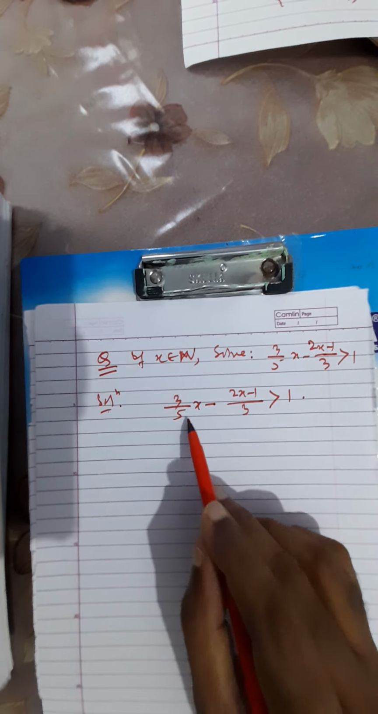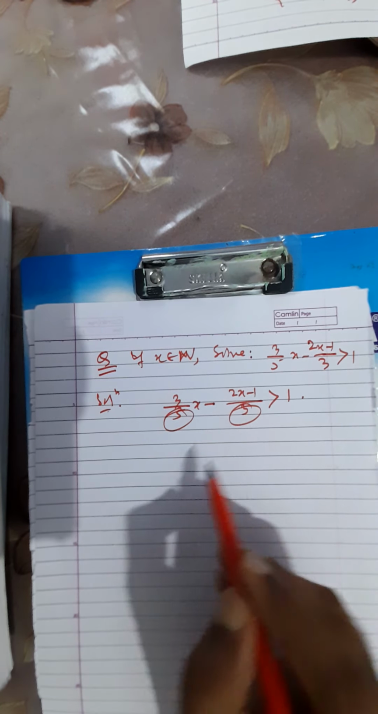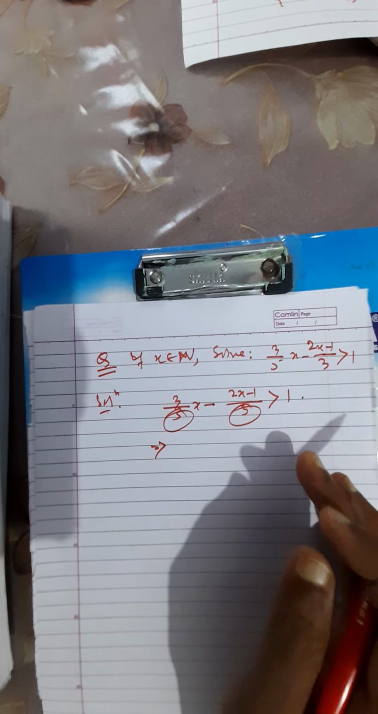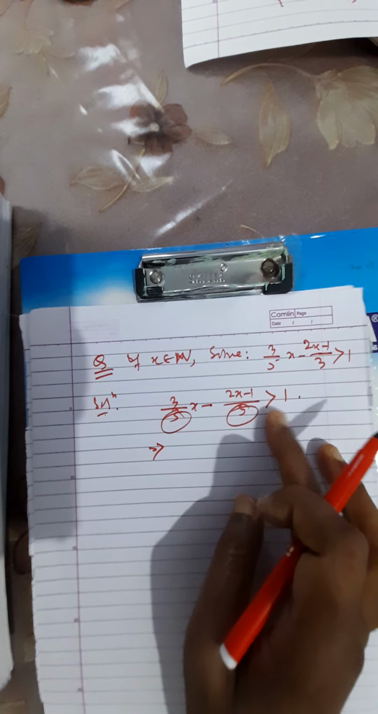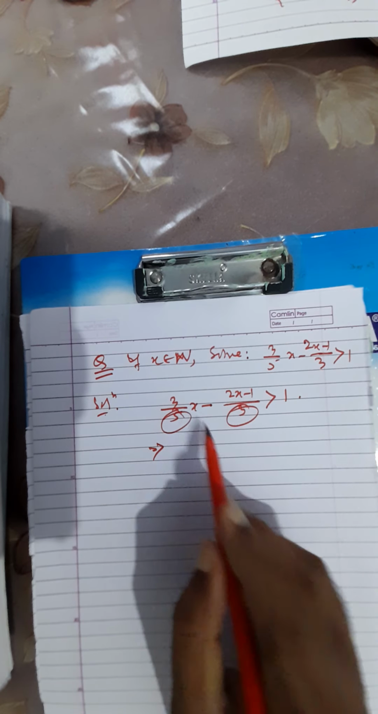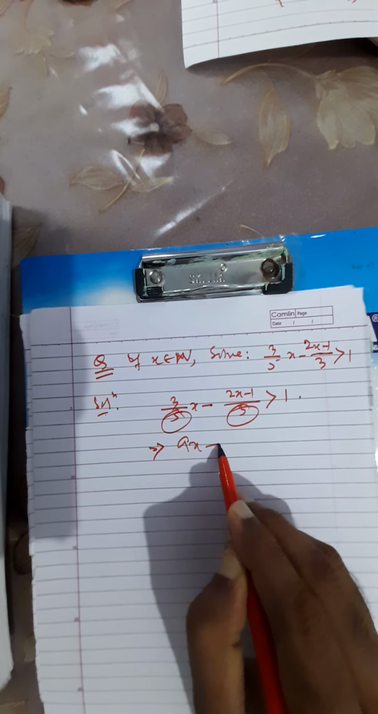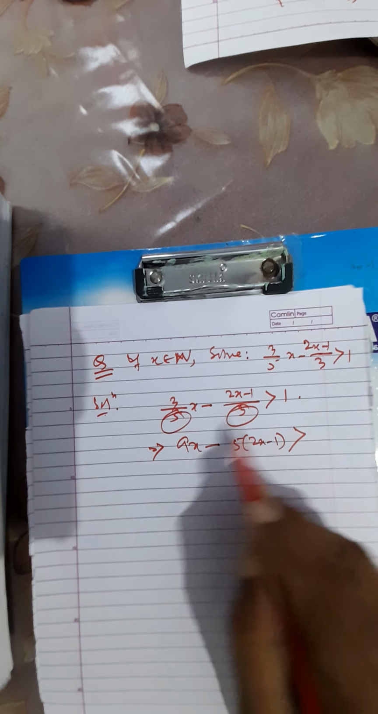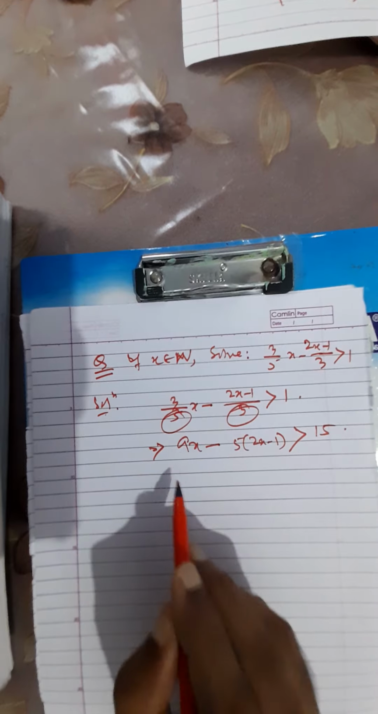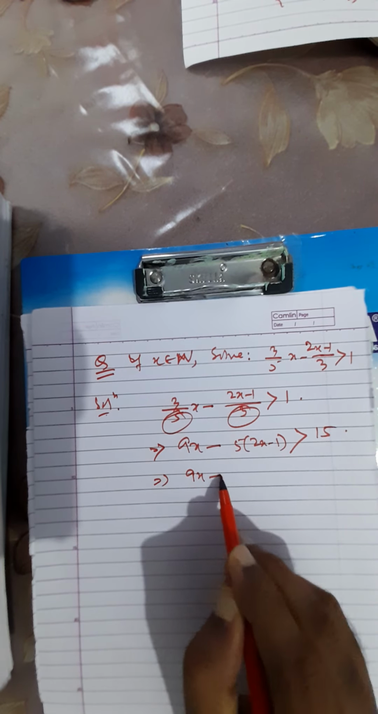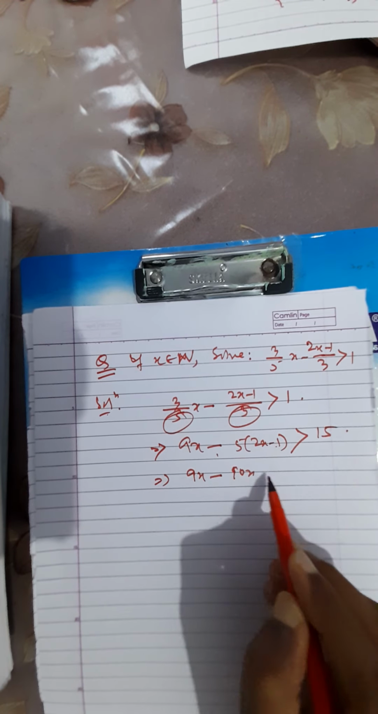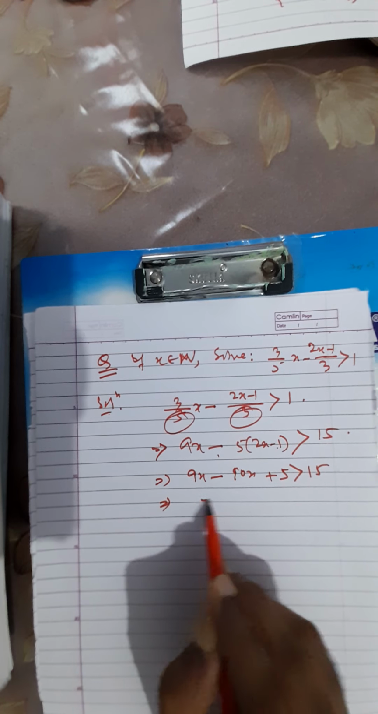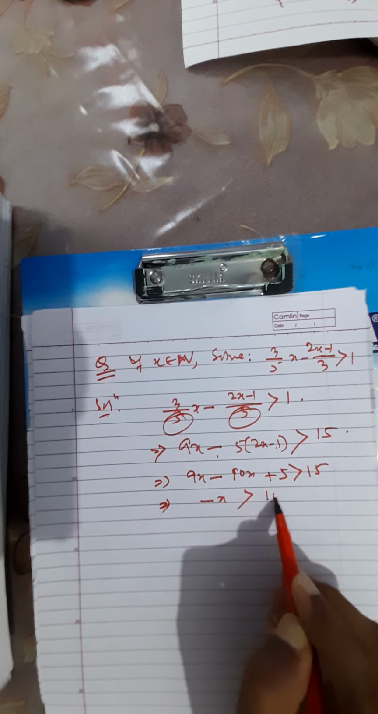So what is the LCM? LCM of 5 and 3 is 15. So you will multiply by 15. If you multiply by a positive number, there is no change of the inequality. So we will get 9x minus 5 into twice x minus 1 greater than 15, which implies 9x minus 10x plus 5 greater than 15. 9x minus 10x is minus x greater than 10.